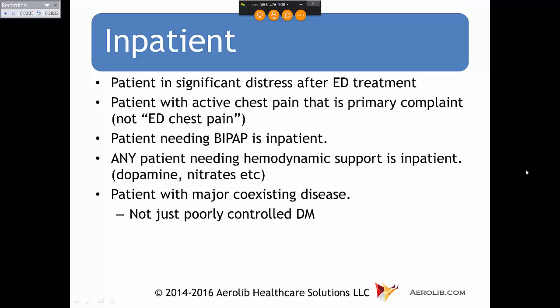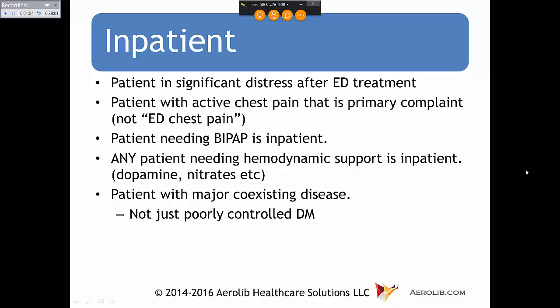Coexisting disease. So someone comes in, blood sugars are 200, A1C is 9, and patient presents with heart failure. We've had cases where those have been put in as inpatients saying they had major coexisting disease. Having said that, diabetes is a killer, but an A1C of 9 is not going to kill them today. It's the heart failure that's going to kill them. And so that may be a comorbid condition, but it just doesn't justify putting that patient as an inpatient.